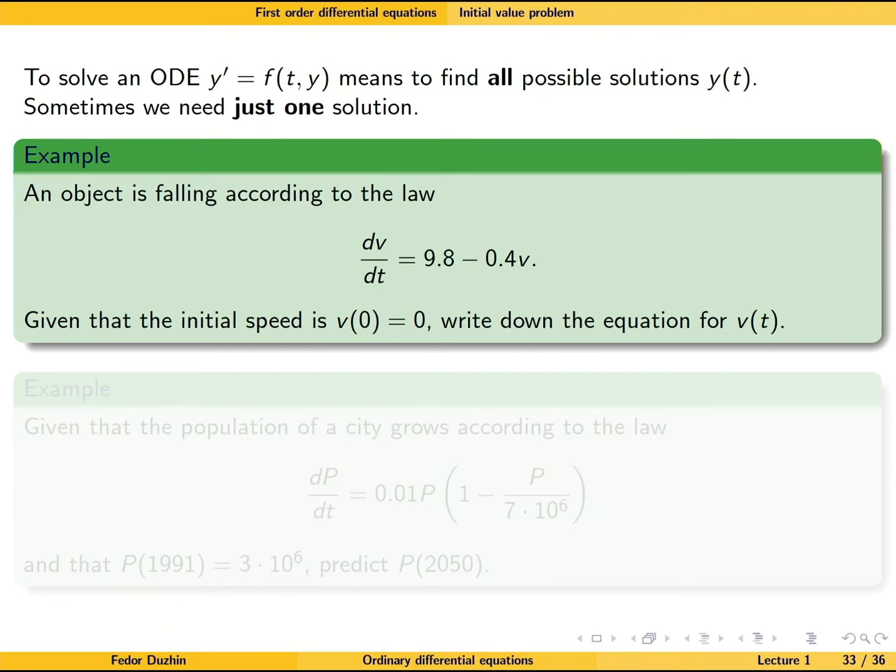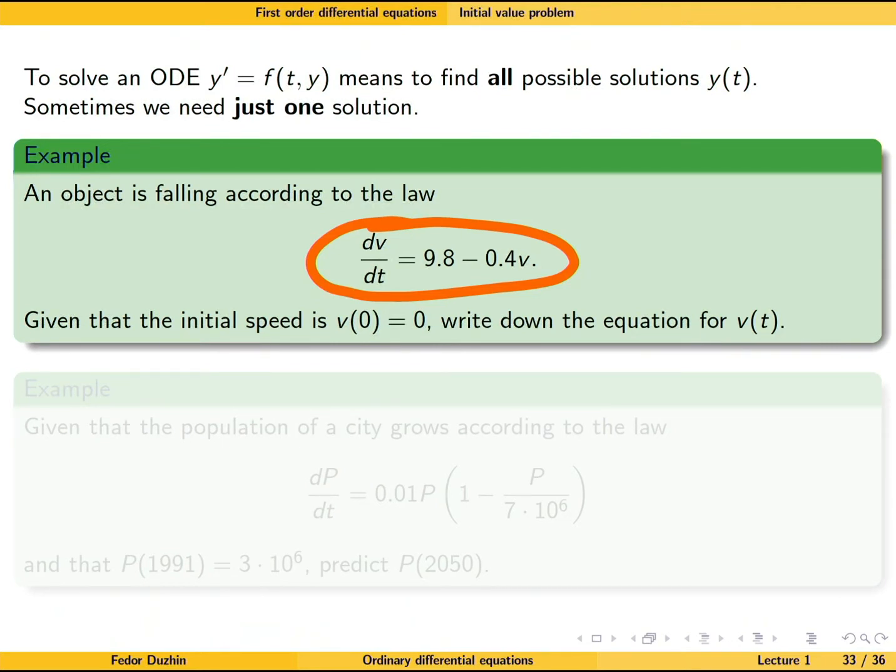So if we have an object such as a cat who jumped out of a balcony on the 9th floor and then is falling down according to this law, basically what we want to find is not to solve all possible solutions, but we just want to find the solution for this particular cat.